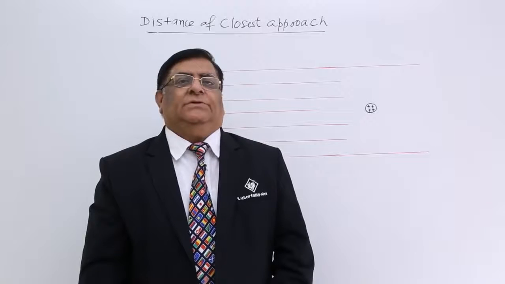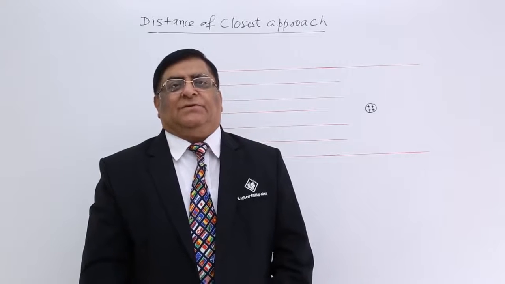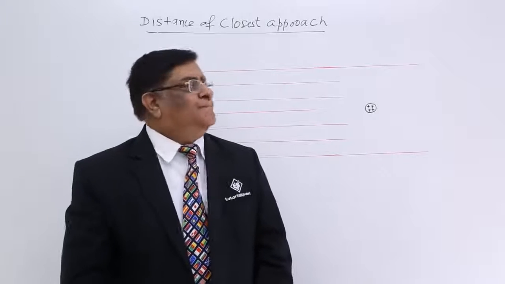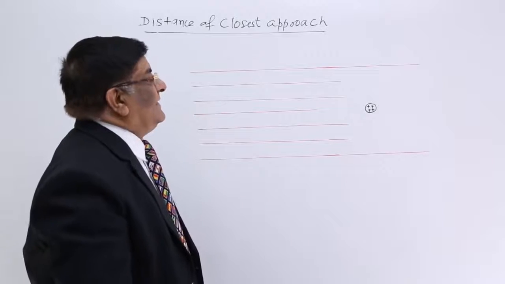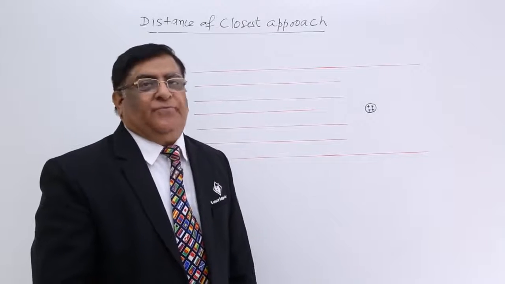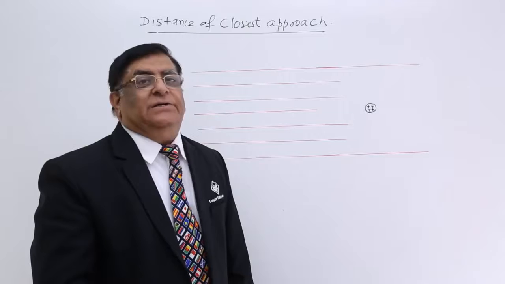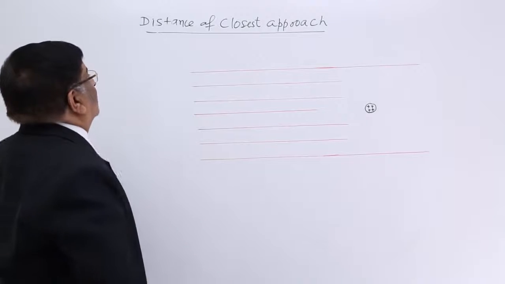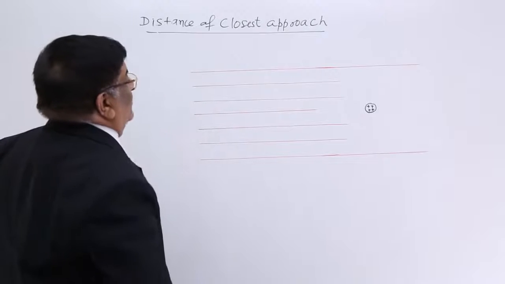We have learnt about the Geiger-Marsden experiment done by Rutherford. Now, in that we have observed certain features on the basis of which a few results were calculated. So, we will study one thing, that is the distance of closest approach.